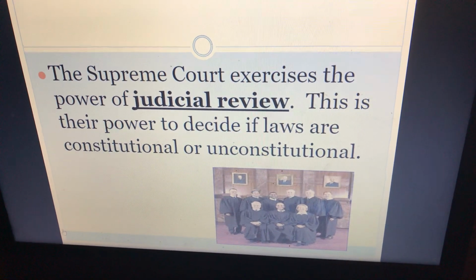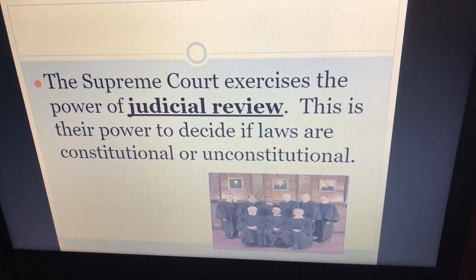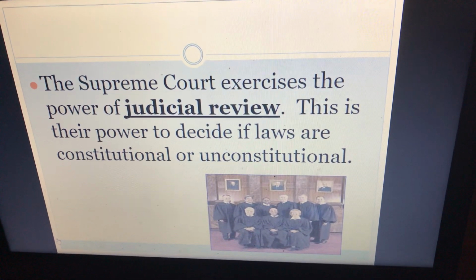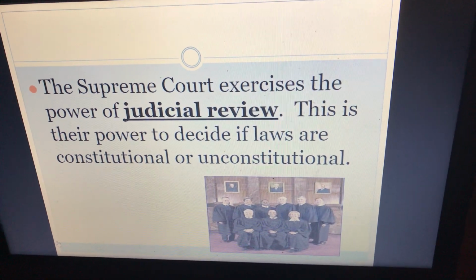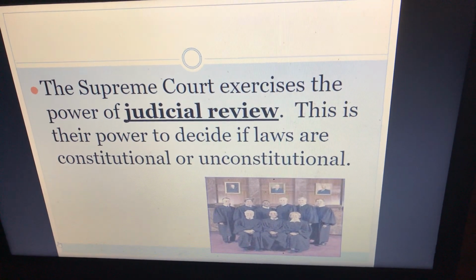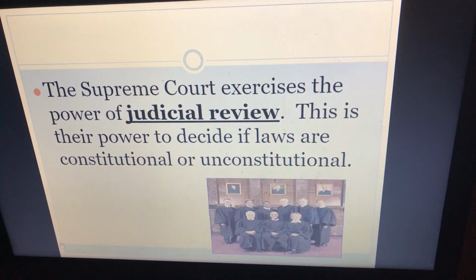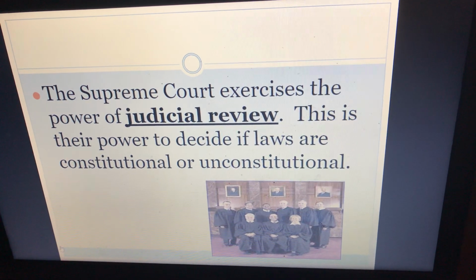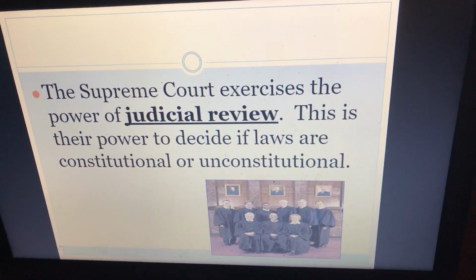This is their power to decide if laws are constitutional or unconstitutional. There'll be one more slide that talks about this main power of the judicial branch. But basically, every branch of government that we have has one main job in relation to the law. We saw that the legislative branch makes the law, the executive branch executes or enforces or carries out the law. The next slide will give you the basic thing that the judicial branch does with the law, but for here we see that their main power has a name, and that main power is called judicial review.